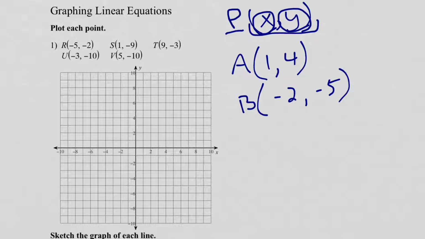So we come down to our graph, and we count over from the origin. We count over 1 and 4 up. And there's our point there. It's not a very good point, but there it is.